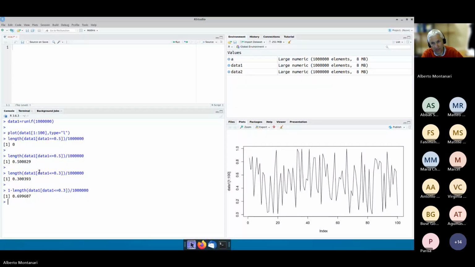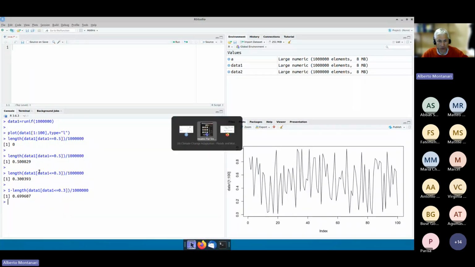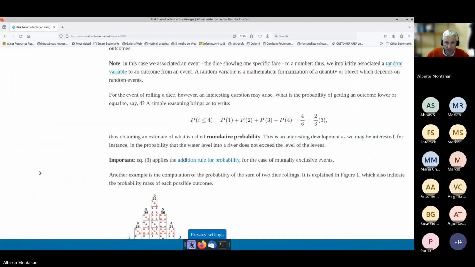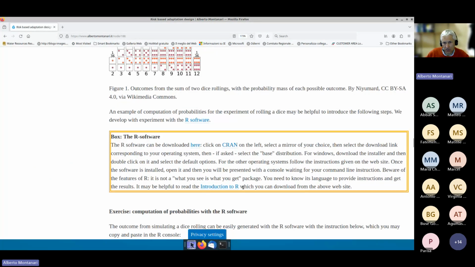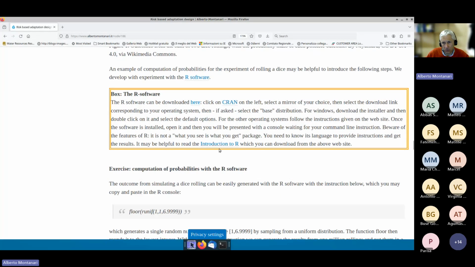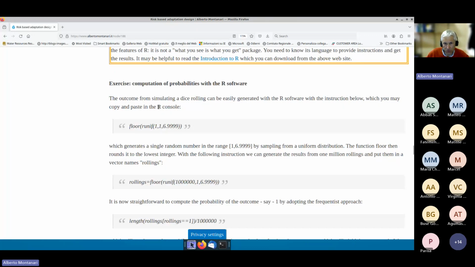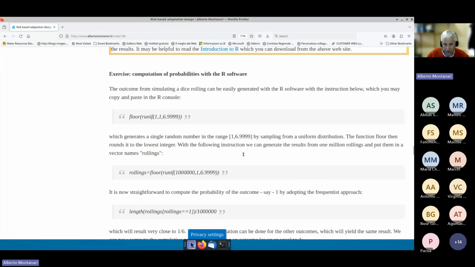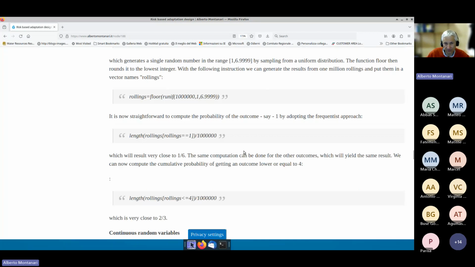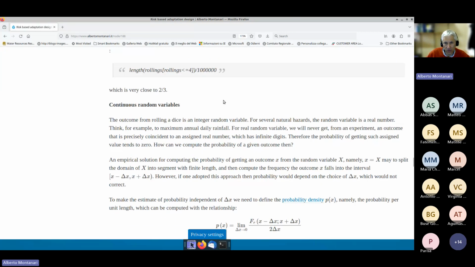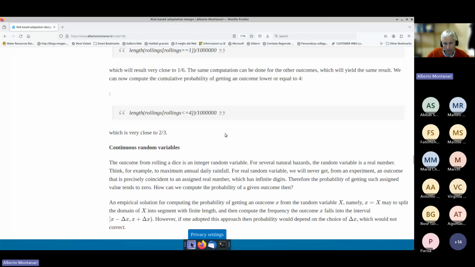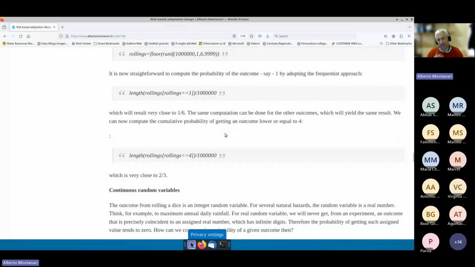Very good. Now, let me go back to the website for this discussion, okay? There is a box of R software, which you don't need because you already know what R is. And there is an exercise, computation of probability. We already did this with the R software. It is what I just did, okay? Now, let's look at the continuous random variables, and what may be a strategy to estimate the probability of a given number.